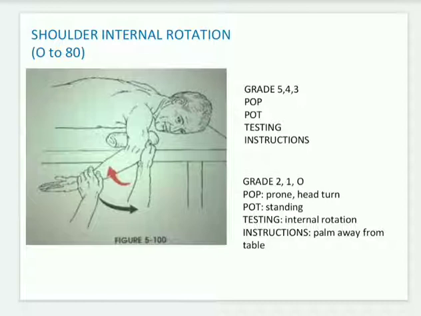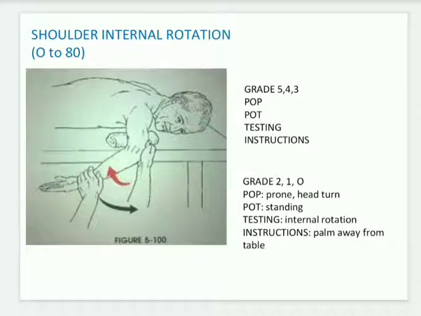When coming into shoulder internal rotation, grades 5-4-3: the patient is in prone position with the shoulder abducted, and the therapist is in standing. In the test, the patient moves the arm through the available range of motion, back and up, with a towel placed. Instructions to the patient: move your forearm up and back, but don't let me push it down. Grade 5-4-3 is a complete range of motion against resistance: grade 5 maximal resistance, grade 4 minimal resistance, grade 3 no resistance.